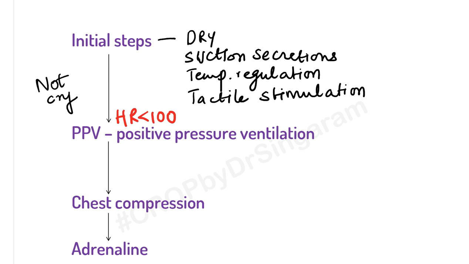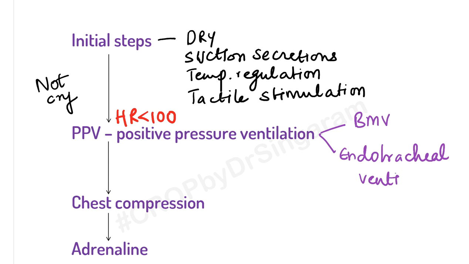Please remember the normal heart rate in a newborn is 120 to 160 per minute. So heart rate less than 100 is actually an indicator of hypoxia in a newborn. So you have to start positive pressure ventilation. You know how to give positive pressure ventilation. It can be either by bag and mask, which I am abbreviating as BMV, or by endotracheal intubation. Generally remember, we start with bag and mask ventilation. If there is no response, then we may have to consider endotracheal intubation and ventilation. Generally, bag and mask is the initial one.